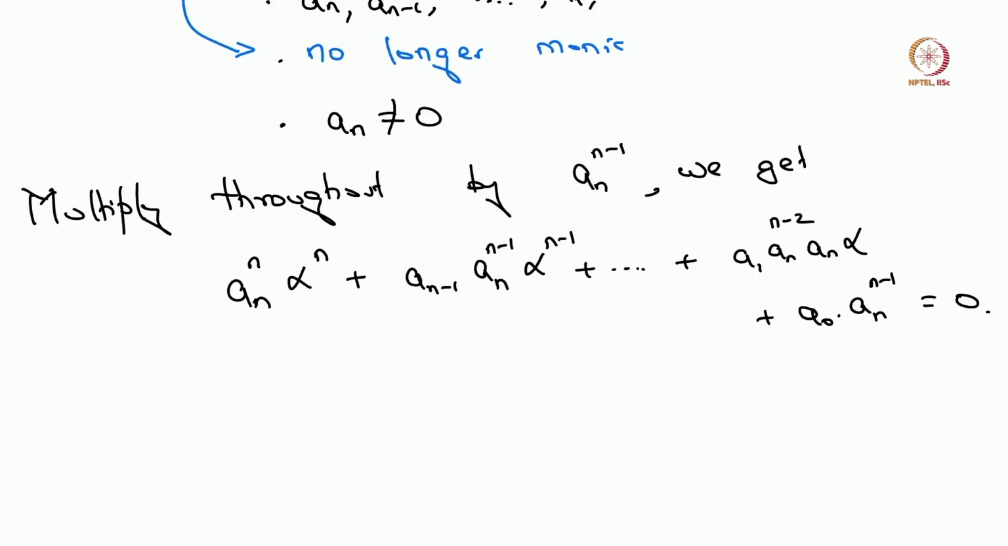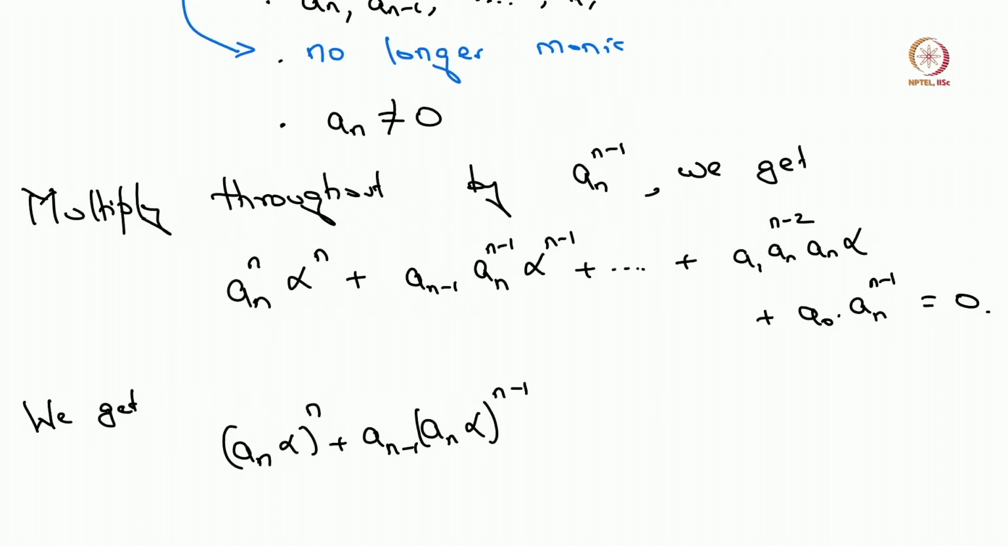Okay. Now if you just group the powers of a_n and alpha, what do we get? We get (a_n alpha)^n + a_{n-1} (a_n alpha)^{n-1} + and so on, a_1 a_n^{n-2} (a_n alpha) + a_0 a_n^{n-1} = 0. Okay.